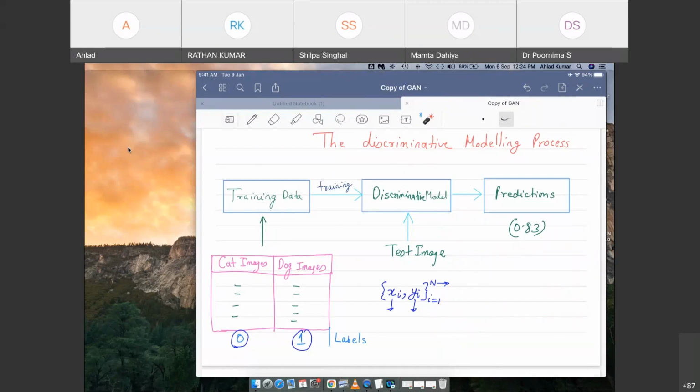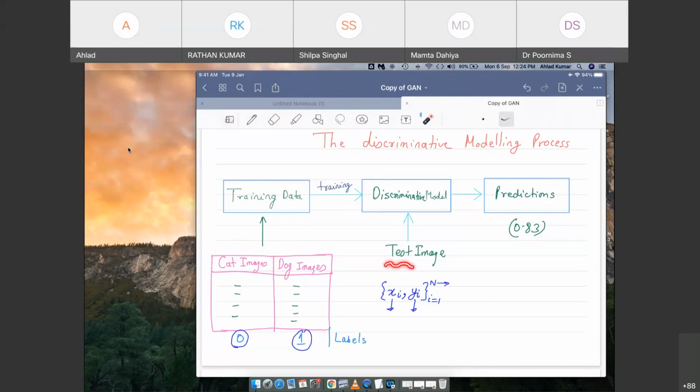Once you have this discriminative model ready, you can make predictions from it in terms of probability. For example, if the probability that comes out of this discriminative model is 0.83, then you are 83% confident that your image is a cat, and the rest of the probability says it's a dog image. So prediction always comes out of the discriminative model as a probability value. 0.83 is one such example.